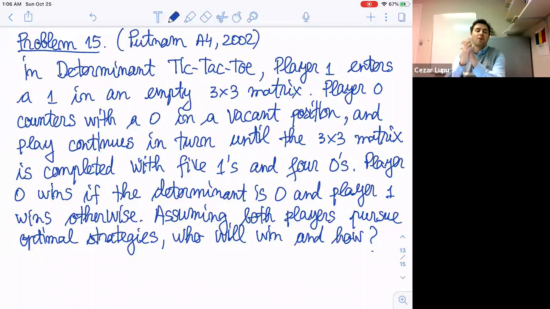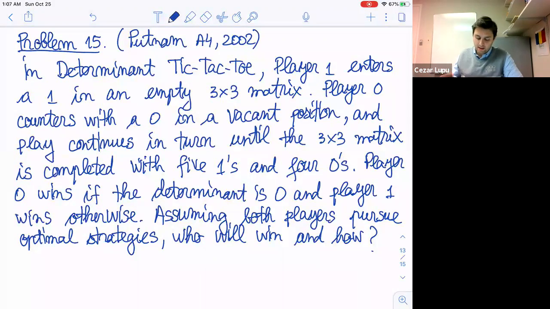So let's look at the problem. It looks a bit scary because it's a game, but in fact, if you read the text carefully, you will see that it's actually very easy because we have a 3x3 matrix here. So it's a determinant, and we know how to compute the determinant of a 3x3 matrix. We have formulas for that.